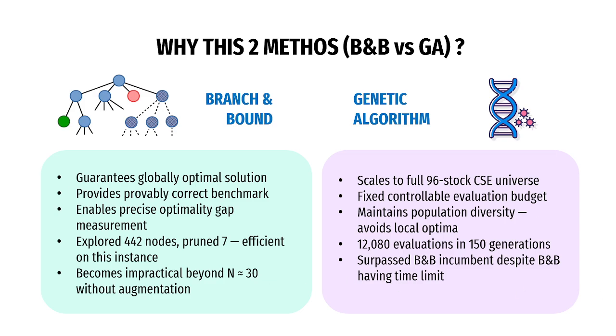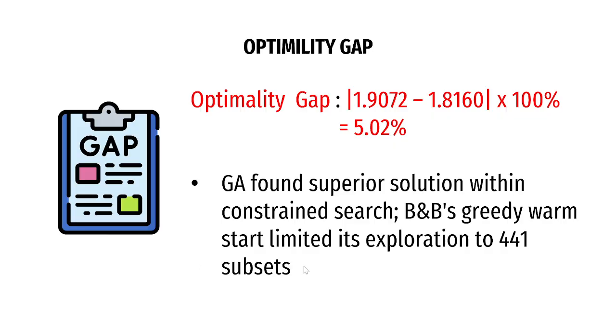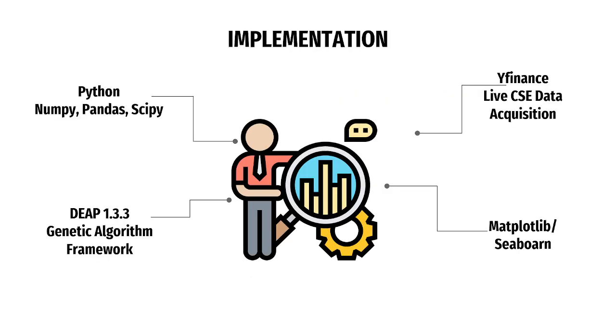The genetic algorithm scales to the full 96 stock universe with a fixed computational budget. It cannot guarantee optimality, but it explores a much wider search space within the same time. Together, they allow us to measure the optimality gap precisely. In our case, approximately 5%, which quantifies exactly how much solution quality the genetic algorithm trades for scalability.